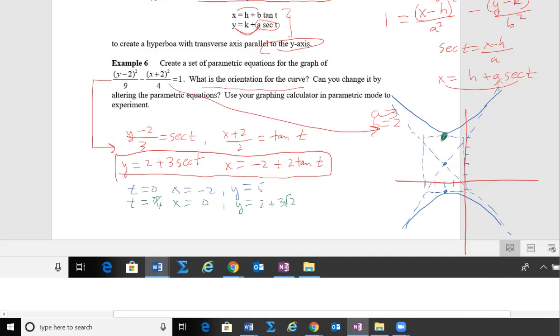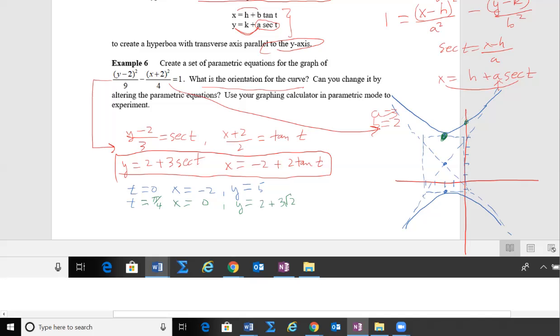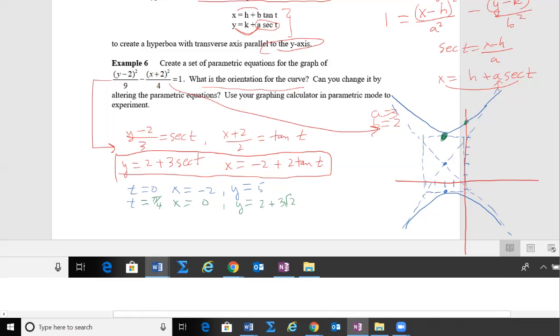Because the secant of pi over 4 is root 2. It's 1 over root 2 and it's root 2. So 2 plus 3 root 2 is this number. And that's about here. Okay, right about there. Okay, so we see the orientation is coming this way. There it is. Okay, orientation this way.